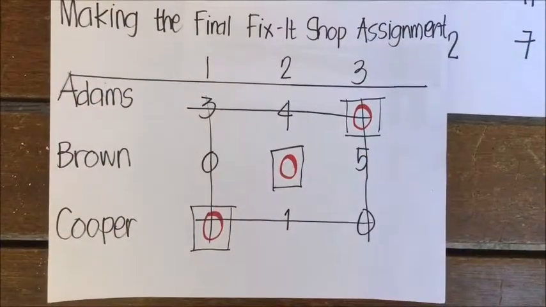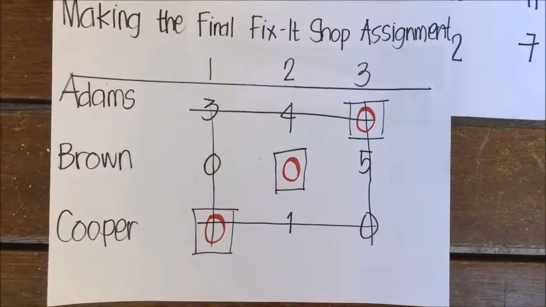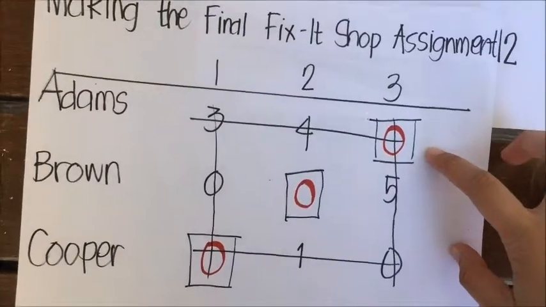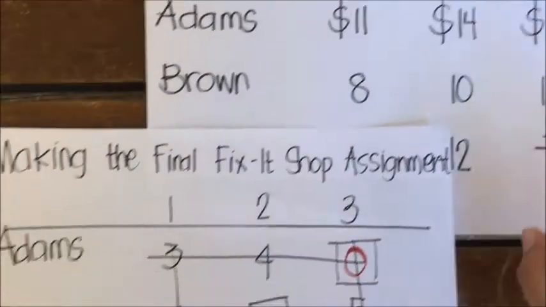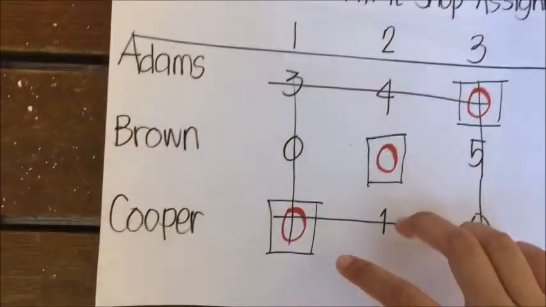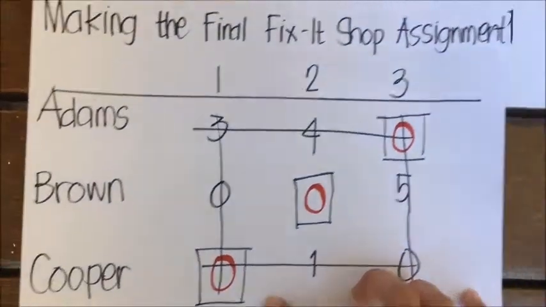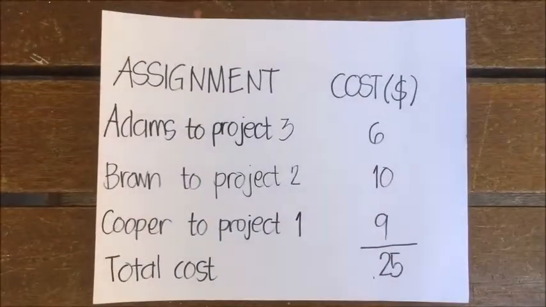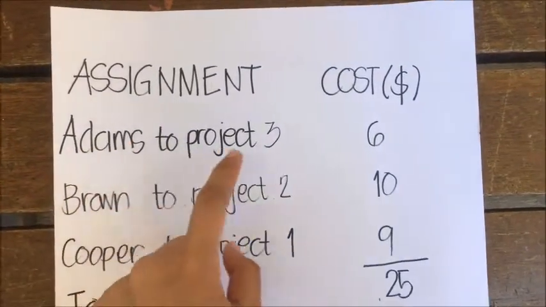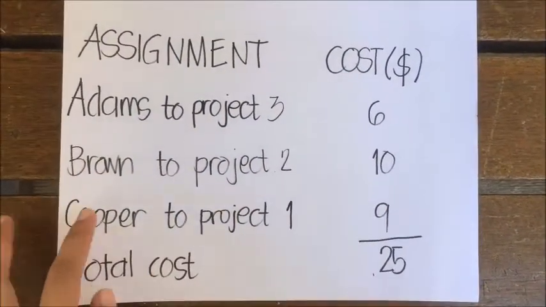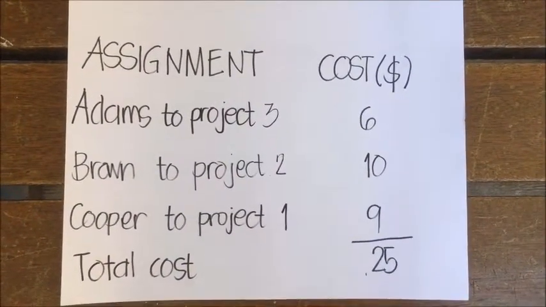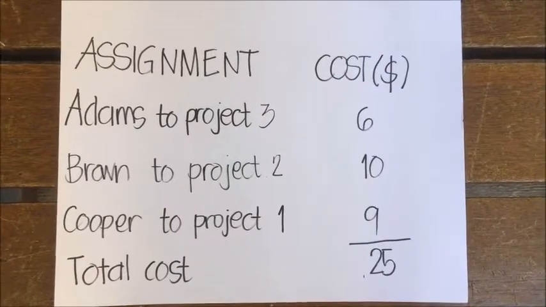The total labor cost of these assignments are computed from the original cost table. So from this 0, the cost here is 6. Then from here, the cost here is 10 from the original table. And then from this 0, the original cost is 9. Now we have here the assignment of each worker to their project. So Adams to project 3, $6. Brown to project 2, $10. Cooper to project 1 is $9. So the total cost for this project is $25.